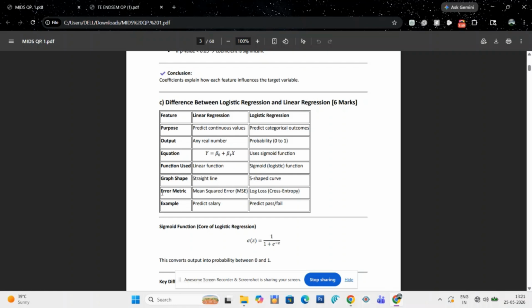So the error metric in linear regression is mean squared error, okay, MSE, and the error metric in logistic regression is log loss, cross entropy, okay. And the example of linear regression is predicting salary, like house price prediction, employee salary prediction. And the example of logistic regression is predicting pass or fail, like 0 or 1. Another example is heart disease prediction, like whether the person has heart disease, yes or no, okay.